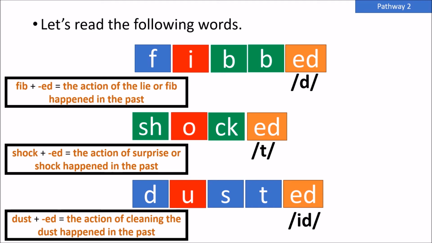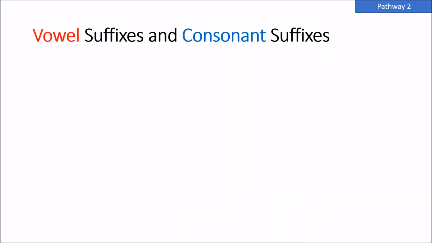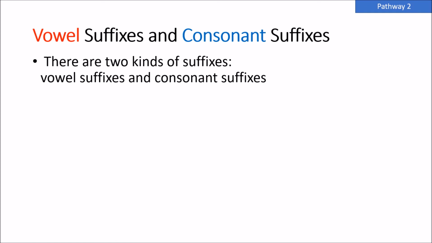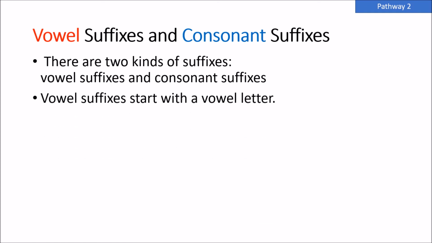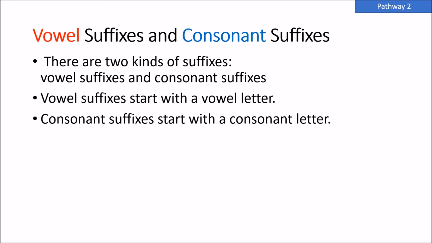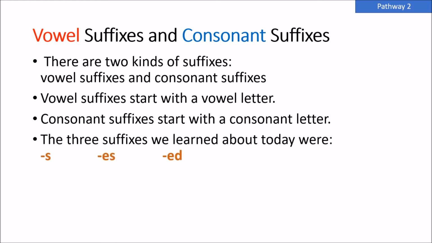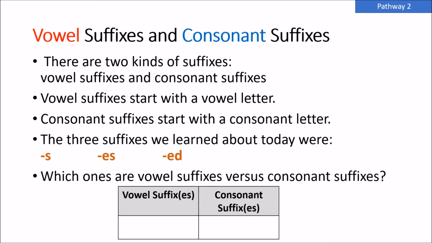Vowel suffixes and consonant suffixes. There are two kinds of suffixes, vowel suffixes and consonant suffixes. Vowel suffixes start with a vowel letter and consonant suffixes start with a consonant letter. The three suffixes we learned about today were s, es, and ed. Which ones are vowel suffixes versus consonant suffixes?